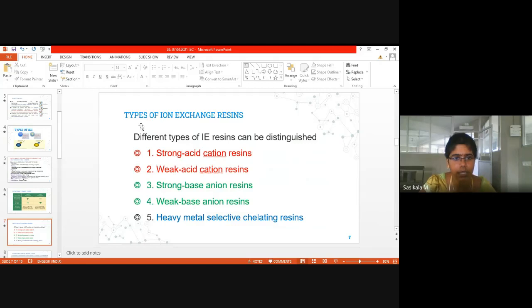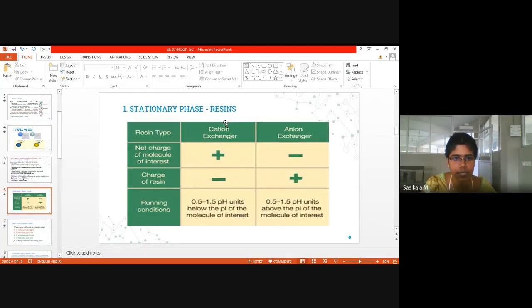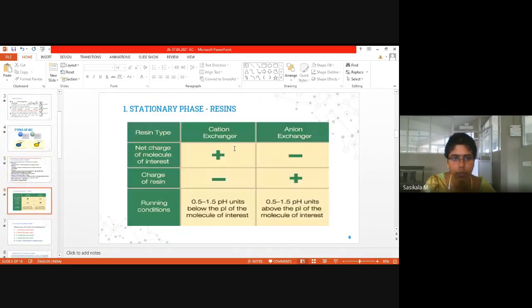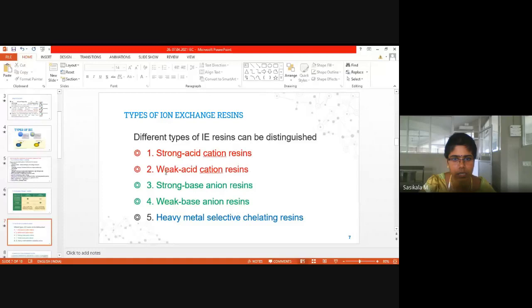Next we will see types of ion exchange resins. Here we have seen some examples of resins. Here now we will see about types of ion exchange resins. This is an important question usually asked in 5 marks. Okay, ion exchange resins in ion exchange chromatography. There are 5 categories of ion exchange resins. One is strong acid cation resin.